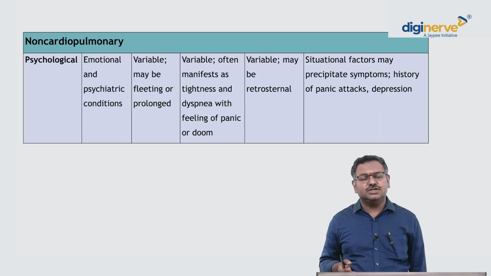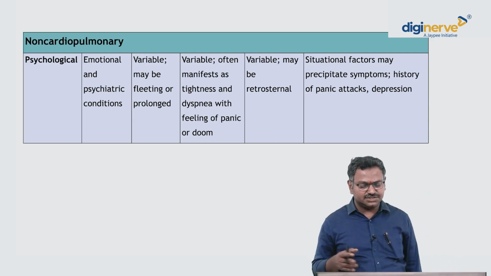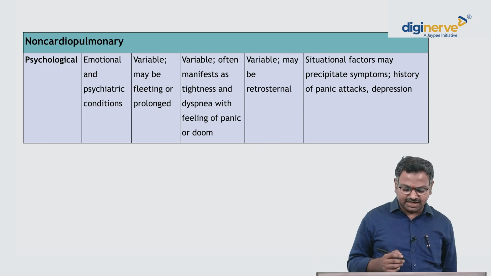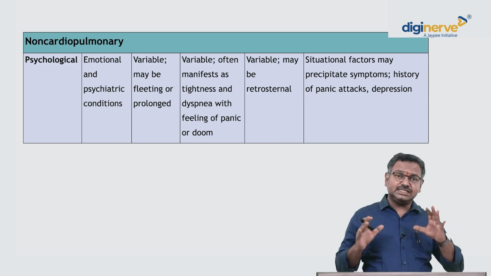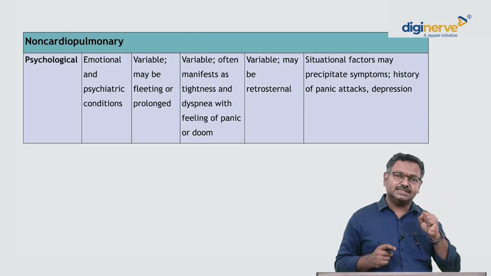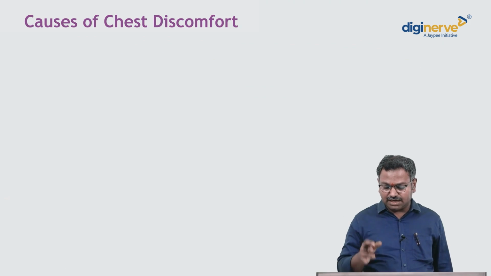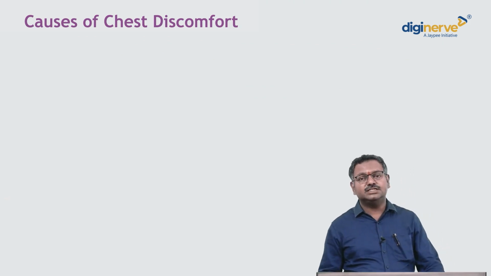Sometimes you could have psychogenic causes, which could be emotional, psychiatric conditions, with variable manifestations, and you will definitely see a stressor. So these are some of the broad disorders which can manifest with chest pain. We will have to keep them in mind when we look at chest pain.